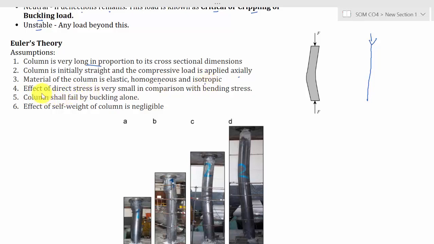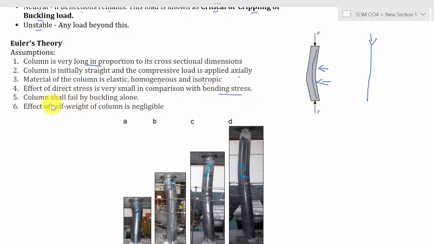The fourth assumption is the effect of direct stress is very small in comparison with the bending stress, because when the crippling load is applied, the buckling will occur like this. When it deflects like this, then the bending load is applied in this direction. And in columns, compared with the compressive load, the bending load's magnitude is very high.